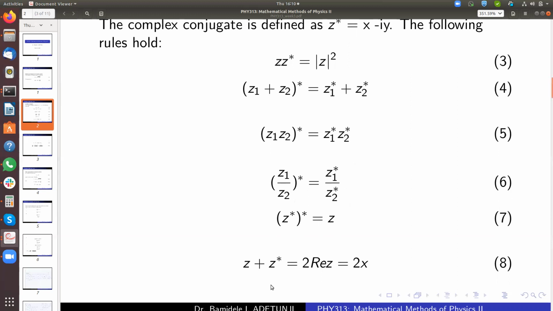Another equation useful to us is when you have z plus z conjugate, it will be 2 times the real part of z, which is equal to 2x. We know that the real part of z is x, then you just multiply by 2. And that is equation 8. Any question on that? Any questions? Anybody ask questions?